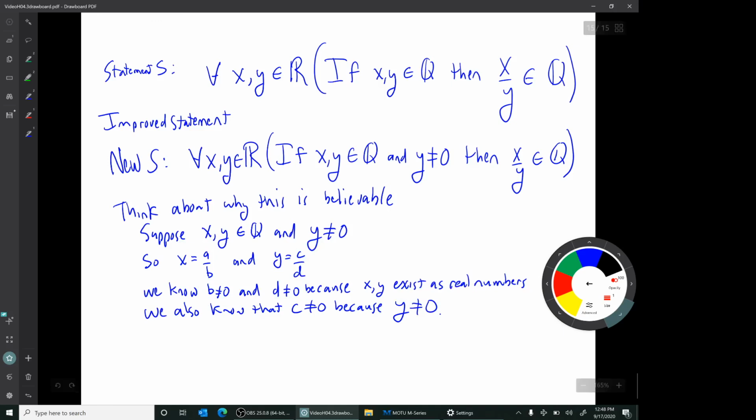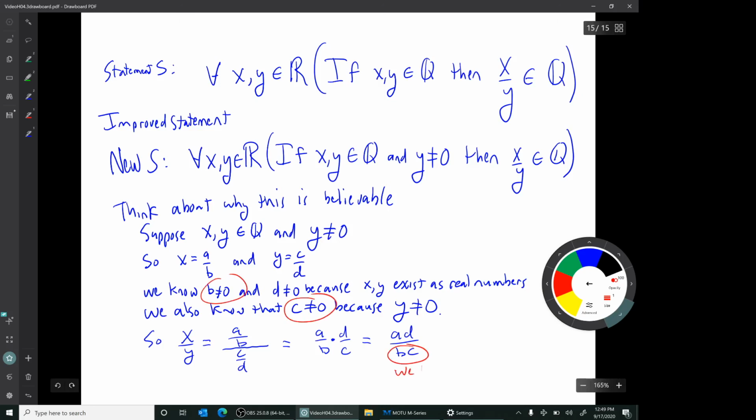So now look what happens when we build the ratio. We get this ratio AD over BC, and we know that the denominator BC is not 0 because B and C are each not 0. So I didn't write this up as a complete proof using the clear proof structure, but it works pretty well as something that convinces us why this is believable.